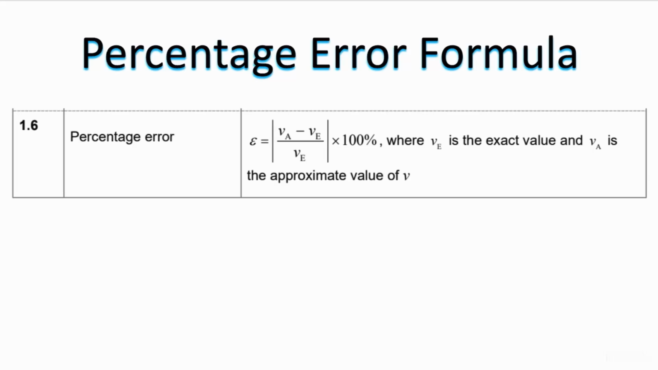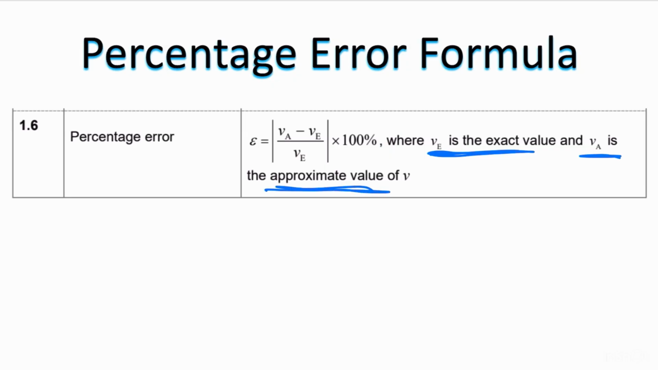In this video, we're going to tackle percentage error. The percentage error formula is in the formula packet for the IB AISL course. I highly recommend that you always take a look at the formula in the formula packet because here VE is the exact value, not the estimated value, and VA is the approximate value.